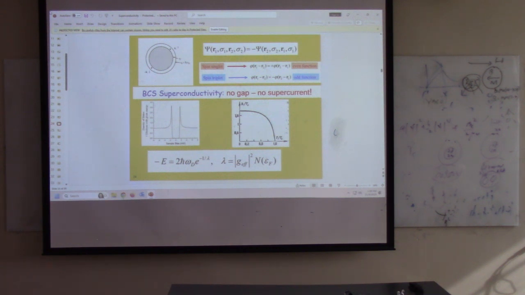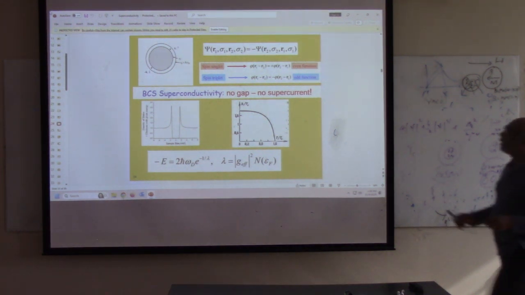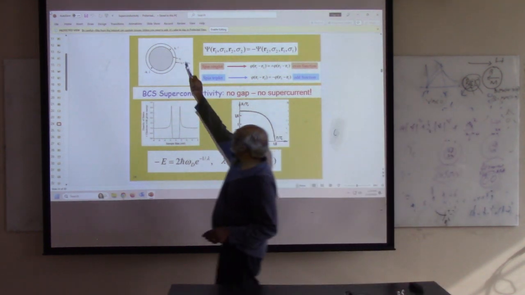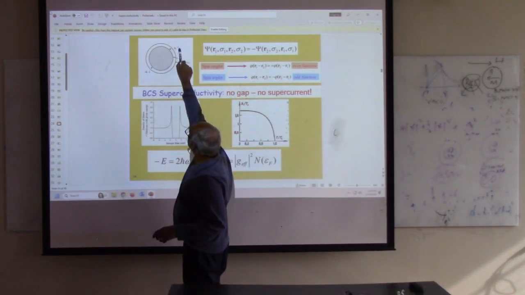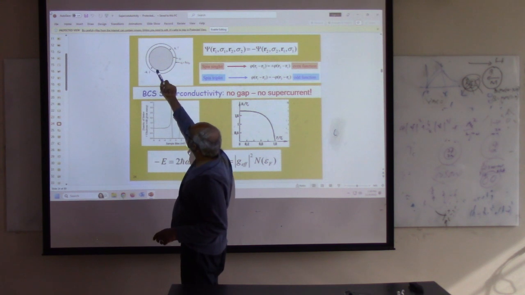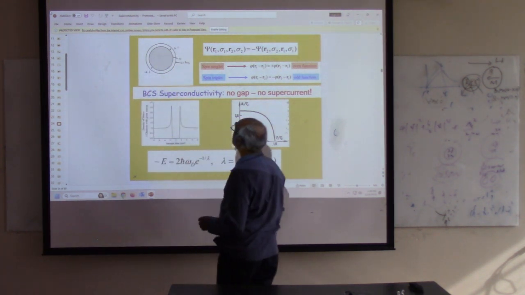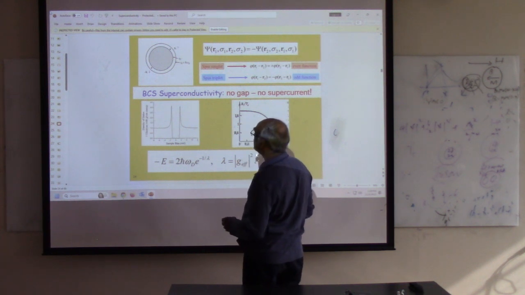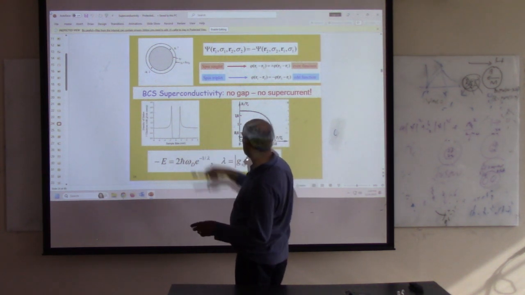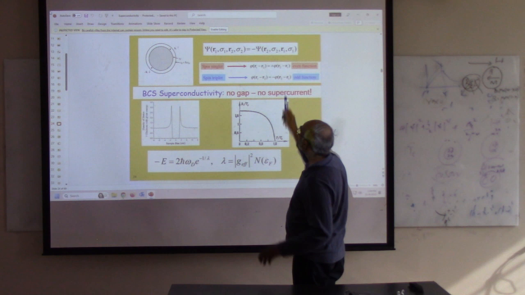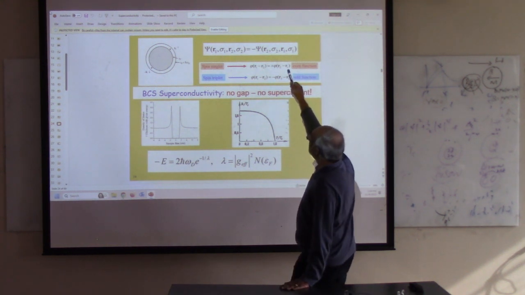So like I said, you can see how these momenta are. One has k up, k minus. But spin also, they have opposite momenta, right? So then these are not important. So we also talk about spin singlet and triplet.